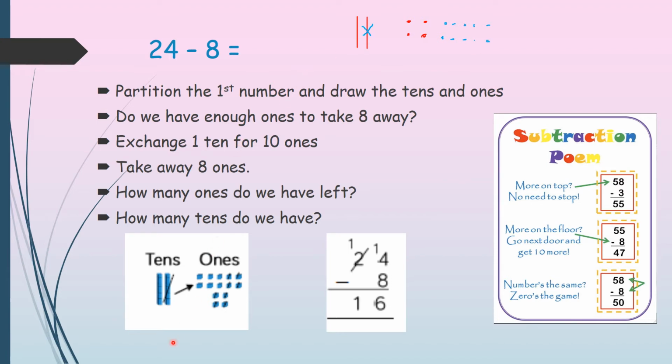So now I can take away my 8 ones. I've got enough. So if I cross out now 8 ones, doesn't matter which 8, 1, 2, 3, 4, 5, 6, 7, 8, and I've got 1, 2, 3, 4, 5, 6 ones left, and I've got 1 ten stick left.